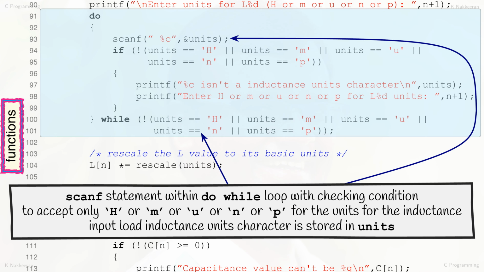Lines 91 to 101. The do while statement that includes the scanf statement in line 93 is written with the appropriate checking condition within parentheses in lines 100 and 101 to accept only a character, one among H or M or U or N or P, for the load inductance units. The input load inductance units character is stored in the memory location of the character variable units.